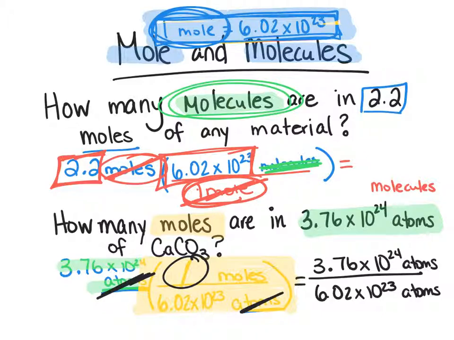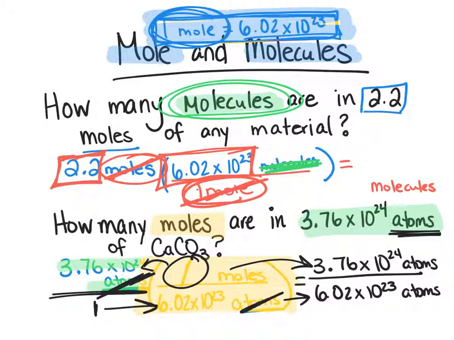Because 1 times this number goes on the top here, and then there's like an invisible 1 underneath here. So 1 times this number goes in the denominator. And so if I need to go from atoms to moles, I'm going to take the number of atoms I am beginning with, which is this number right here, and I am going to divide it by 6.02 times 10 to the 23rd atoms.